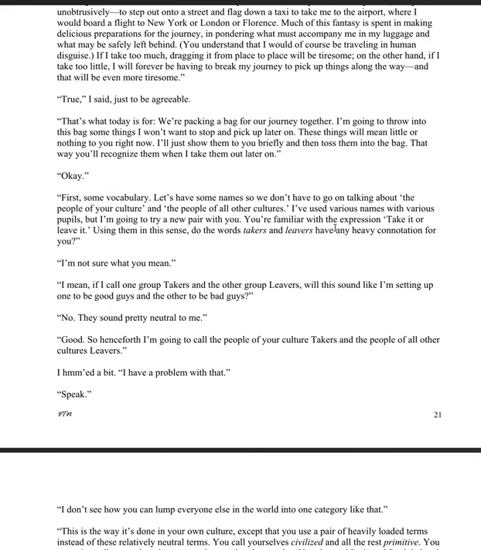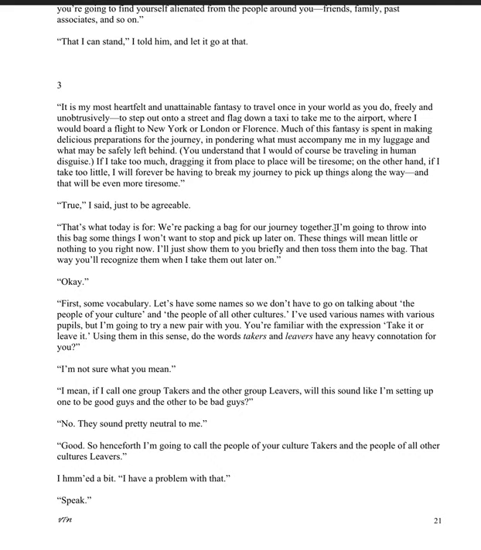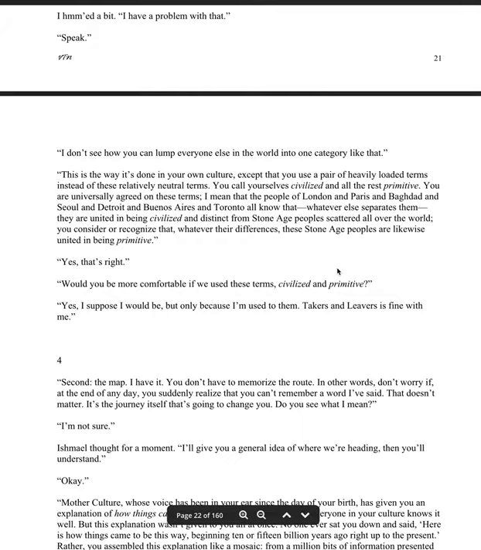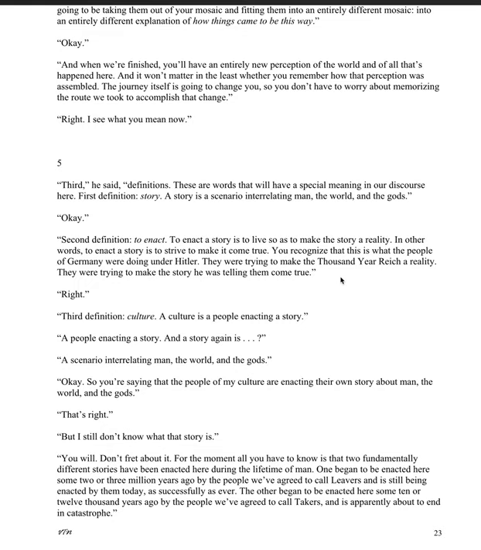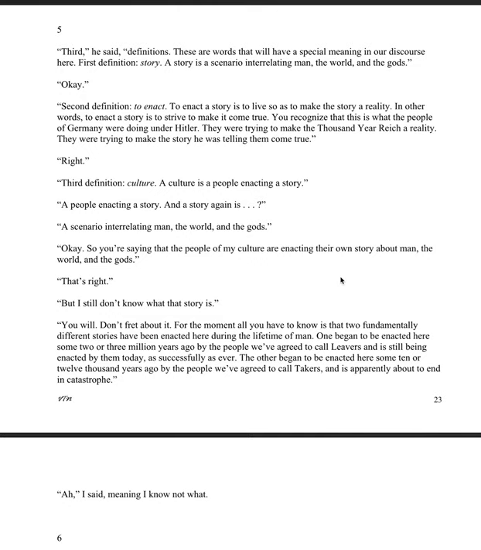Okay? So this is where we get the definition of leavers and takers: people pre-civilization and people post-civilization. And we get this other question. How did things come to be this way? What is the story that we're being told? Okay, so he gives you some definitions here. A story is a scenario that interrelates man, the world, and the gods, whatever god or gods you believe in. The second definition you're given is to enact. That's where you live your life so as to make a story a reality.